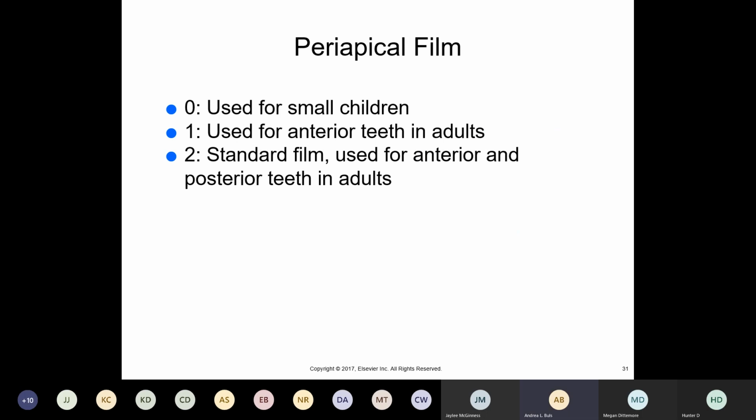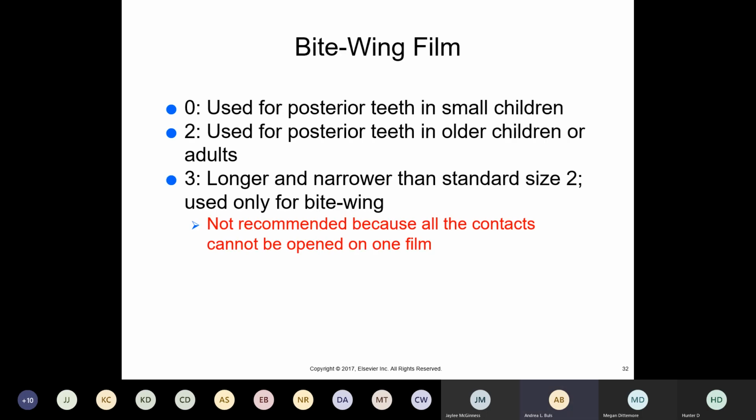The number 1 was used for the anterior teeth in adults in a narrow arch. And like I said, that number 4 was used for adult occlusals. The number 3 was the one I showed you guys in lab. If you remember, that was longer, and it was supposed to give us 1 bite wing on each side in an adult rather than having to take 4 in the whole mouth, but it caused a lot of overlap because you couldn't compensate for the curve of the mouth with that.